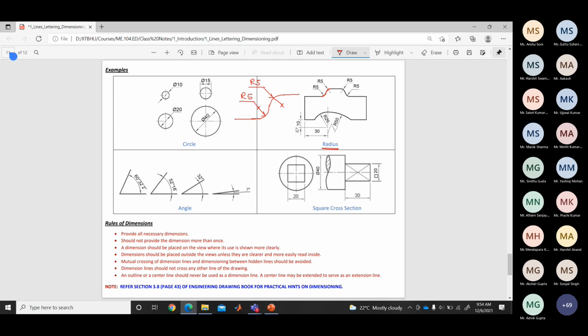And while discussing the dimension, whatever different rules of dimensions we have discussed, they are all accommodated here. So we'll just go through these statements quickly. Provide all necessary dimensions, like we have seen. Should not provide dimension more than once. Alright, this does not mean additional information.